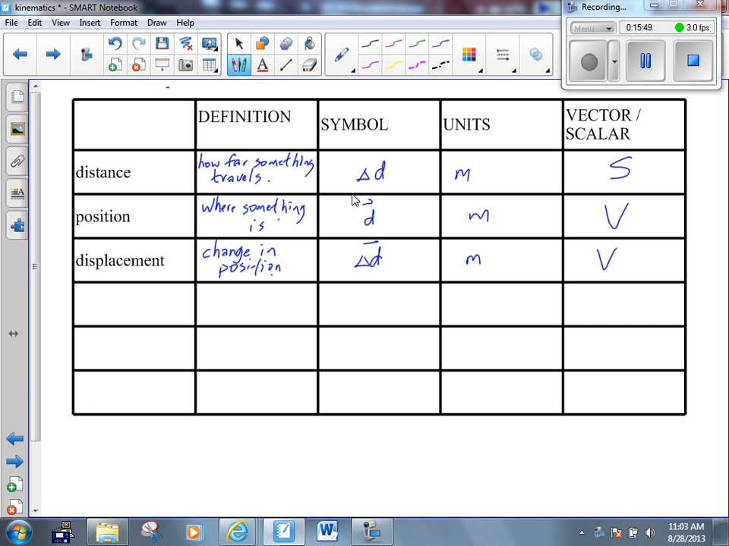Here's a rule of thumb. If you don't change direction, distance and displacement will always be the same value. If you do change direction, they'll always be different. Got it? If I'm walking to the north and then I keep walking to the north again, distance and displacement will be the same value. If I walk to the north and then to the south, distance and displacement will be 2 different values.